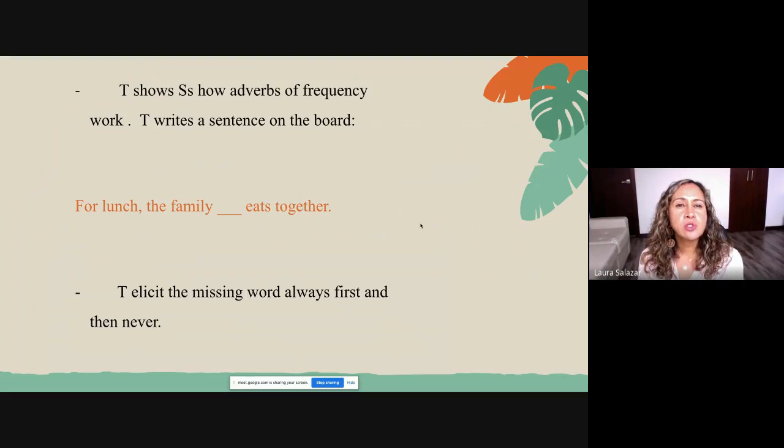Then the teacher shows the students how adverbs of frequency work. The teacher writes the sentence on the board: for lunch, the family, gap, eats together. The teacher will elicit the missing word, always first and then never. So, for lunch, the family always eats together. And then the teacher will elicit, for lunch, the family never eats together. That way, she is modeling how the adverbs of frequency work.